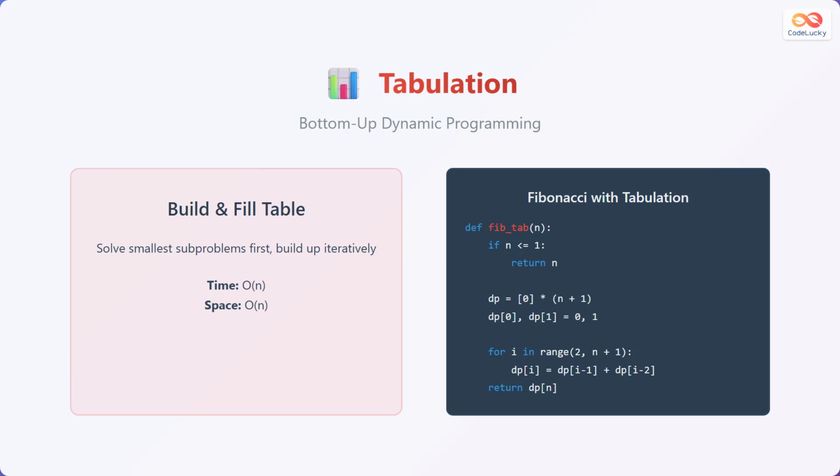Tabulation takes a bottom-up approach to dynamic programming. Instead of using recursion, we build and fill a table iteratively, solving the smallest subproblems first and building up to larger ones. In the Fibonacci tabulation approach, we create an array and initialize the first two values. Then we iterate from index 2 to n, filling each position by adding the two previous values. This method also achieves O(n) time complexity and O(n) space complexity, but avoids the recursion overhead entirely.